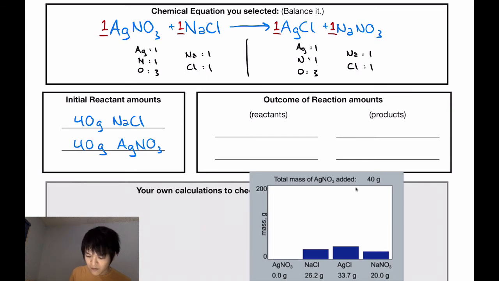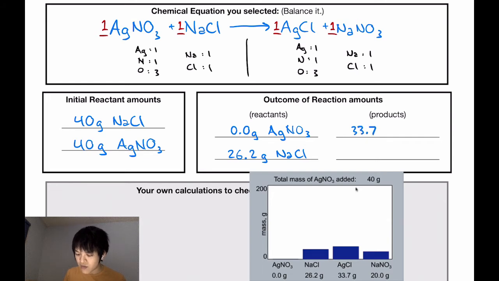For the reactants, there is no more silver nitrate, so 0.0 grams. There's still some sodium chloride left, 26.2 grams of sodium chloride. And then for the products, we have 33.7 grams of silver chloride and also 20.0 grams of sodium nitrate. Okay, so that's the outcome of the reaction.